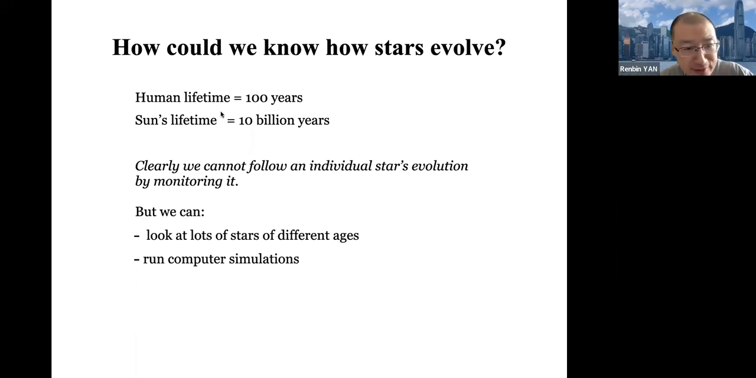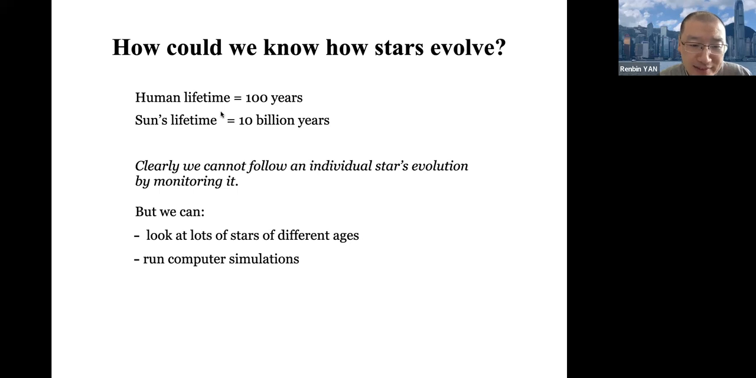Even for the most massive stars, if it is 100 times the mass of the sun, its lifetime is still something like 10,000 years or 100,000 years. And that is too long a time scale for us to keep track because we don't live that long. Our human civilization has only been several thousand years, and we cannot watch an individual star evolve. So how do we study it?